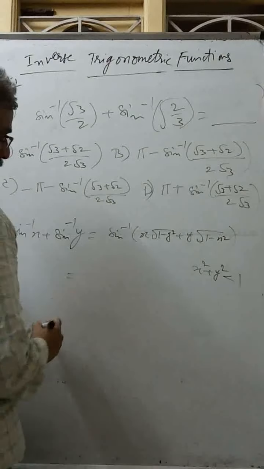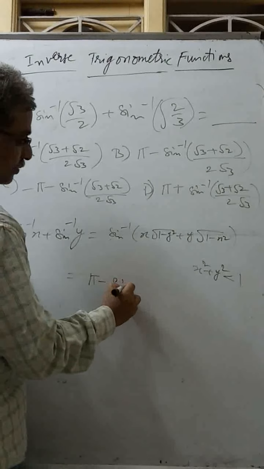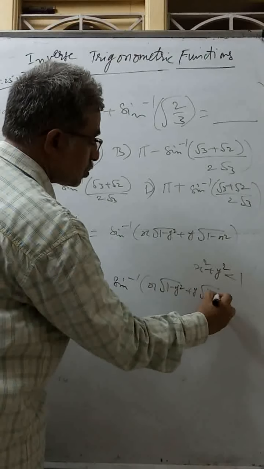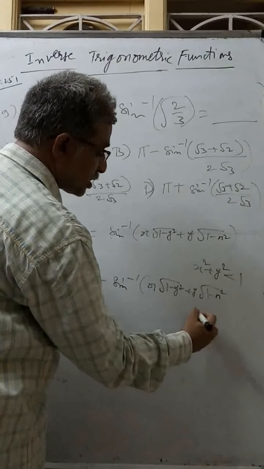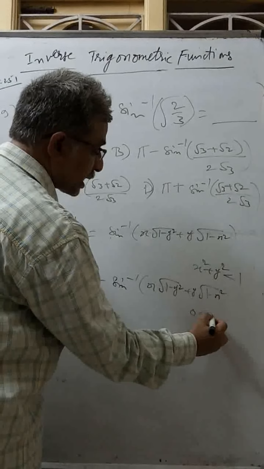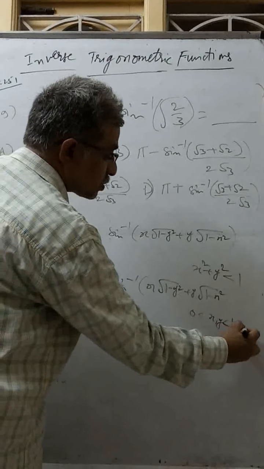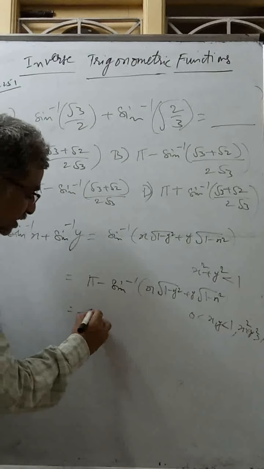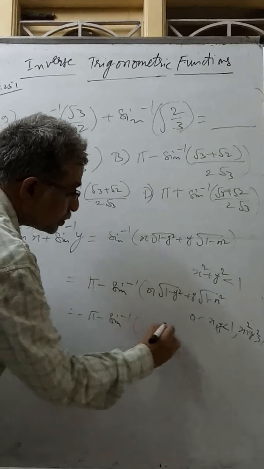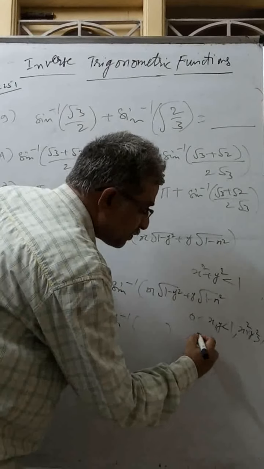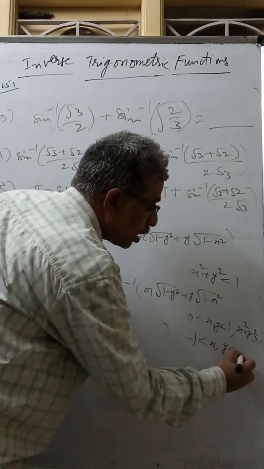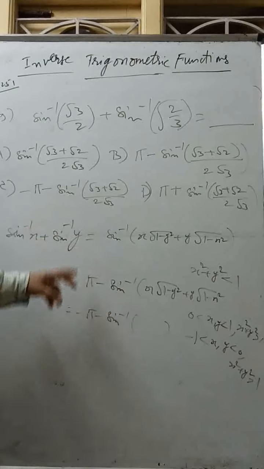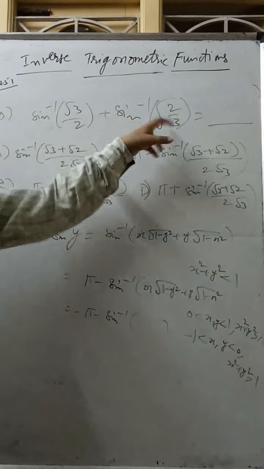And this is equal to pi minus sin inverse of x into root of 1 minus y square plus y into root of 1 minus x square, if x, y lie between 0 and 1 and x square plus y square is more than 1. And it is equal to minus pi minus sin inverse of so and so, if x, y lie between minus 1 to 0 and x square plus y square is more than 1. So it can be any of these three. We don't know, depends on x and y.